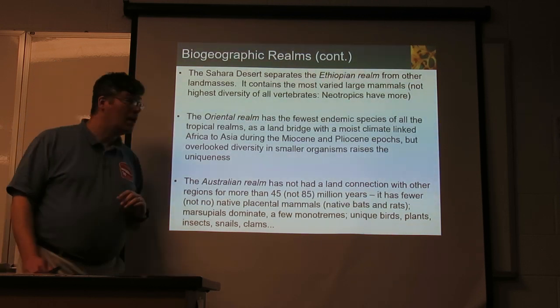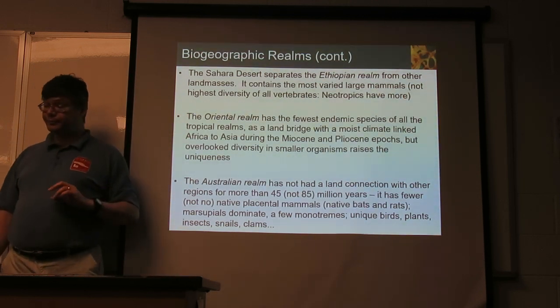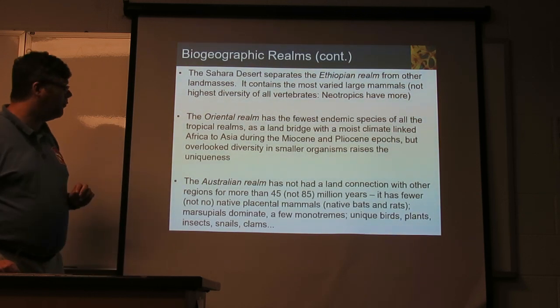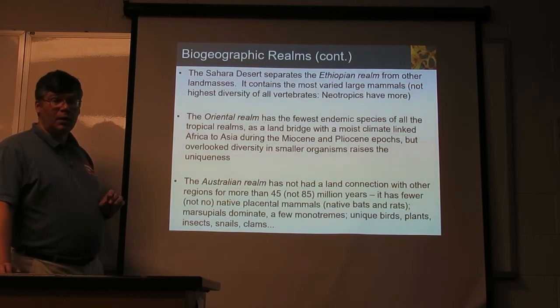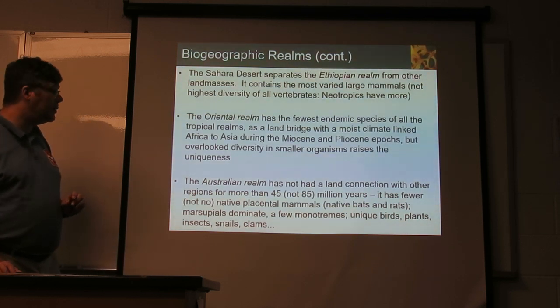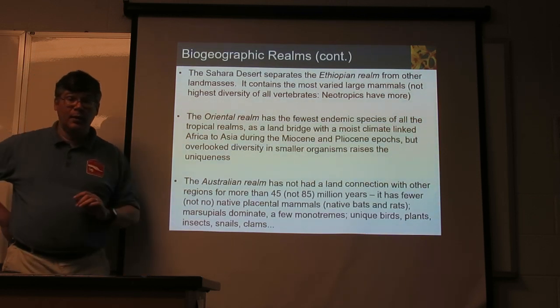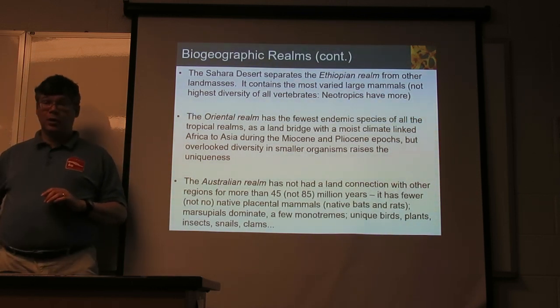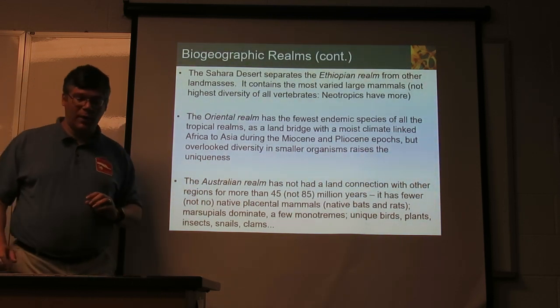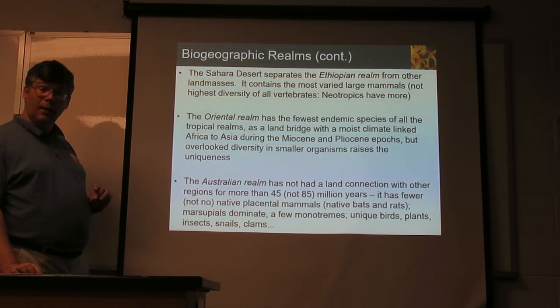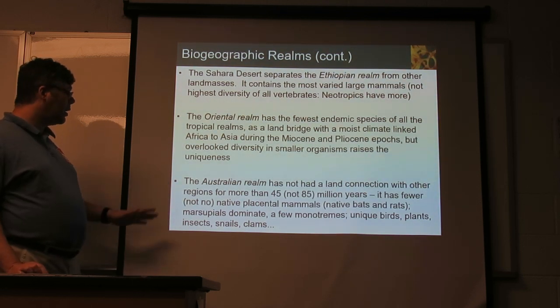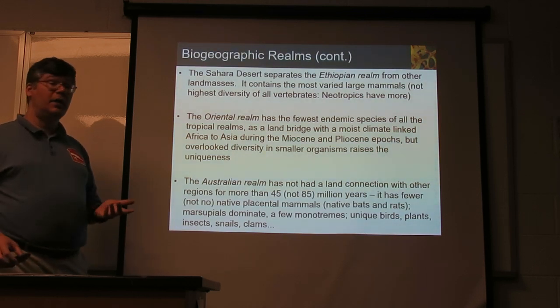Australian, again, roughly 40, 45 million up to upper 30s is when Australia is starting to separate from Antarctica. And since then it has been an island. And placental mammals had not reached Australia, not counting, you would start to get whales around then, but land placental mammals had not particularly reached there. And so there are only very few native ones even today.